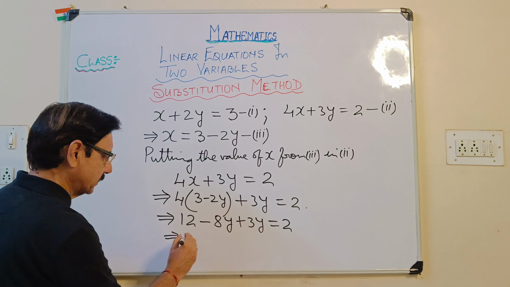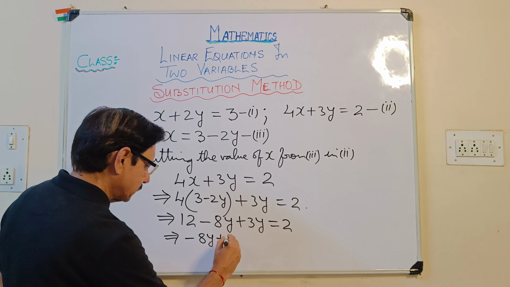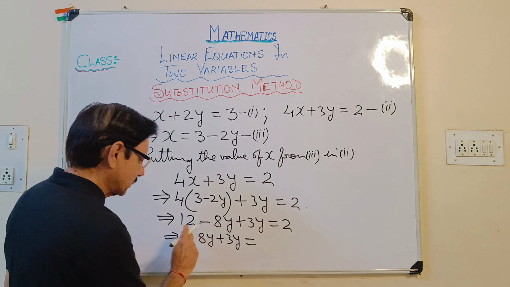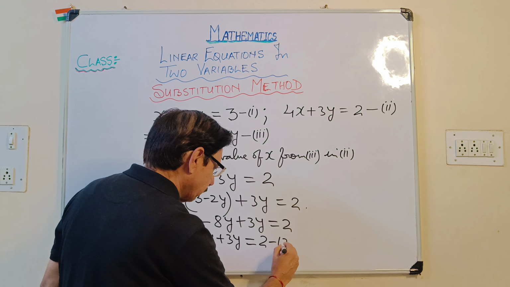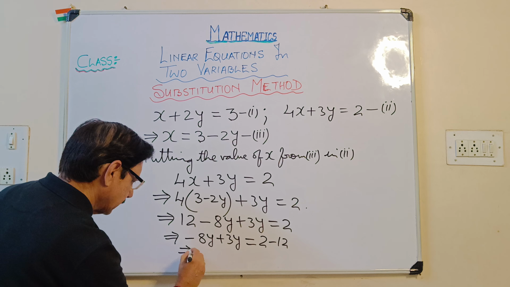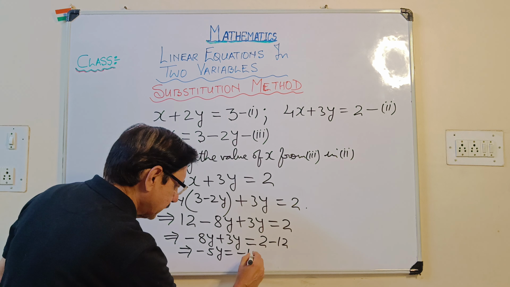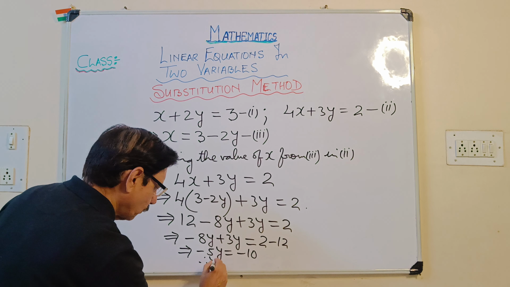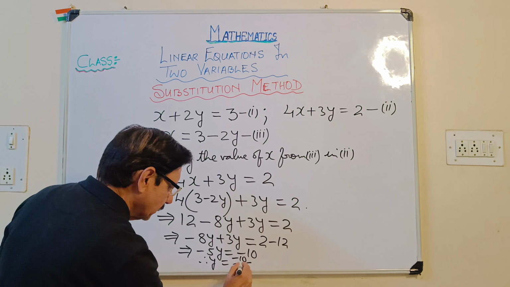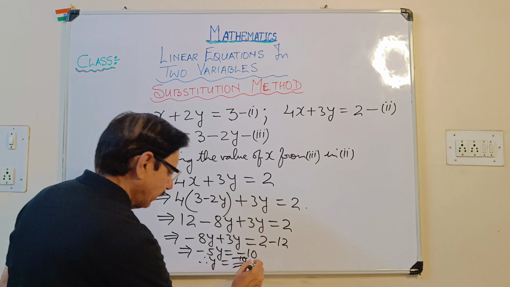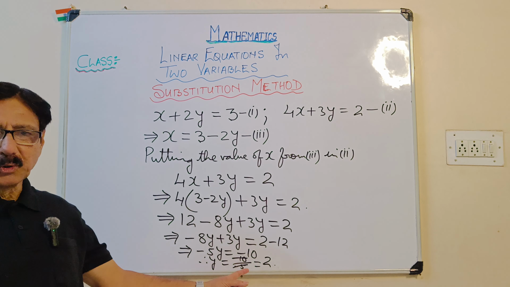Which implies that minus 8y plus 3y, we will transpose this 12 on the right hand side. So it will be 2 minus 12. Which implies that minus 5y is equals to minus 10. So therefore y is equals to minus 10 upon minus 5. So it will cancel negative negative, and 5 2s are 10. So y is equals to 2.